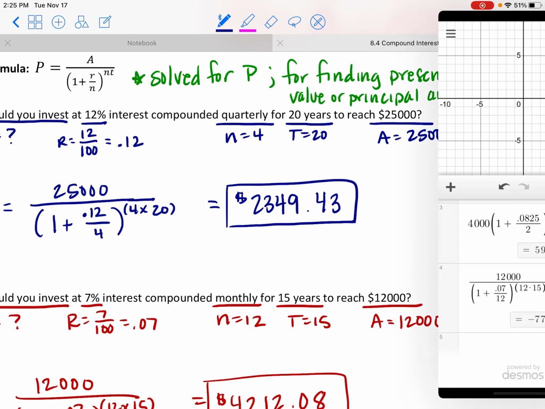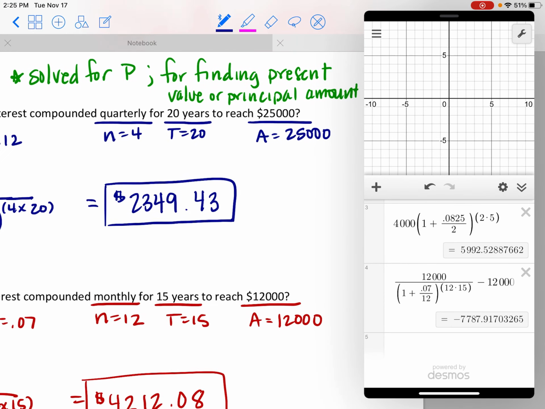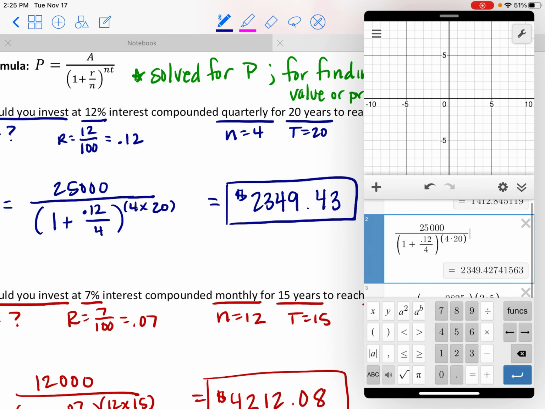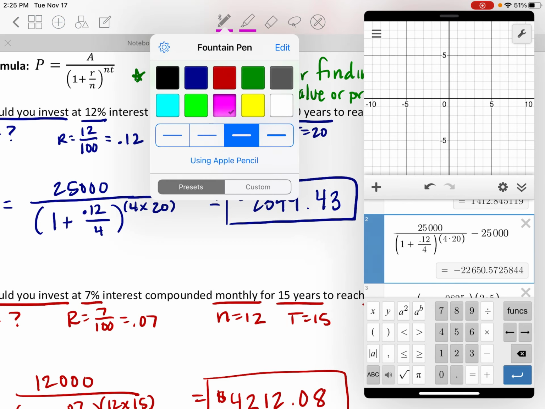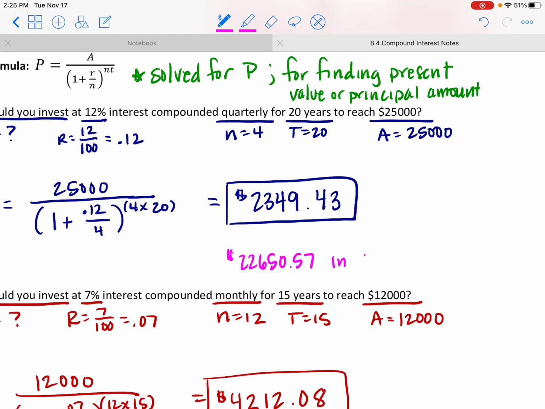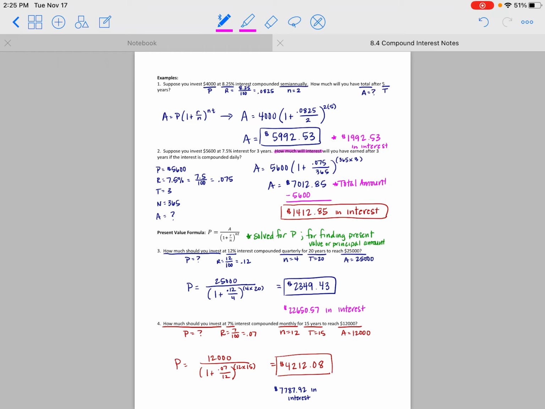Or up here, we started with 2,349.43 to get to 25 grand. Let's subtract out that 25 grand, and that is $22,650.57 in interest. That is a lot of interest. It seems like a lot of money to have to plop down, but think about how much you're getting in interest just for letting your money sit there.